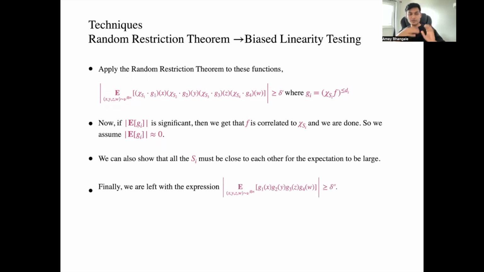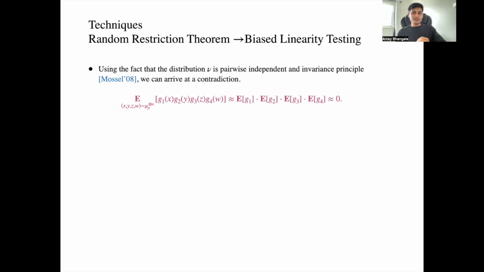These are more or less technical issues, but if we handle these technicalities, then in the end we are left with such an expression. These are just the low degree parts of the functions that we got out of the random restriction theorem, and we get that this whole expectation is large. Now this is where we apply Mossel's invariance principle, which basically tells us that the expected value of a product is equal to the product of expectations if the distribution nu satisfies a certain property. So we can apply this theorem, and since we assume that each G_i is balanced, we get that this whole expression is close to zero. This leads to a contradiction because we assumed that the original expression is large.